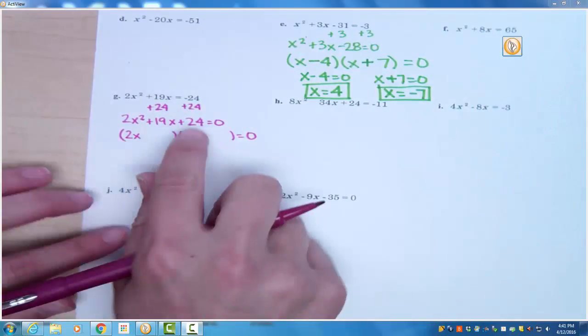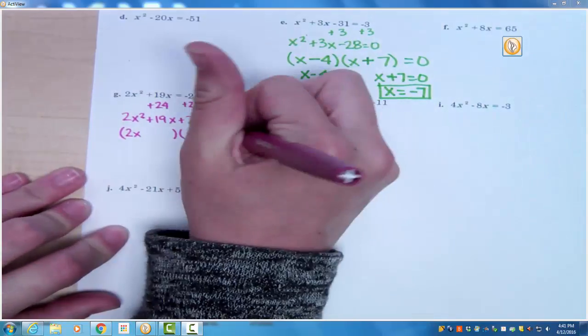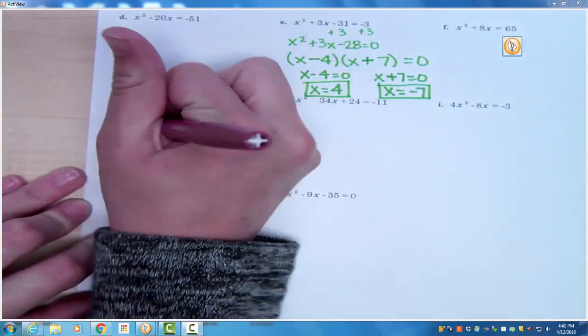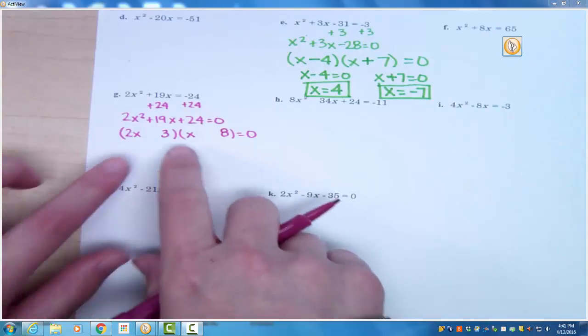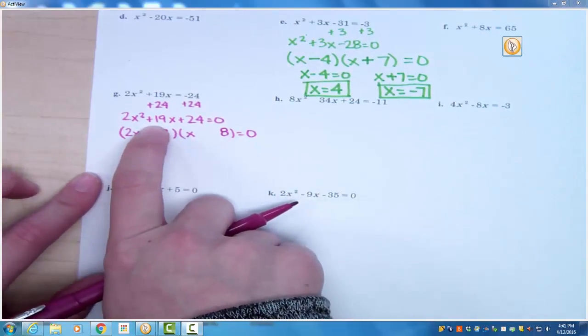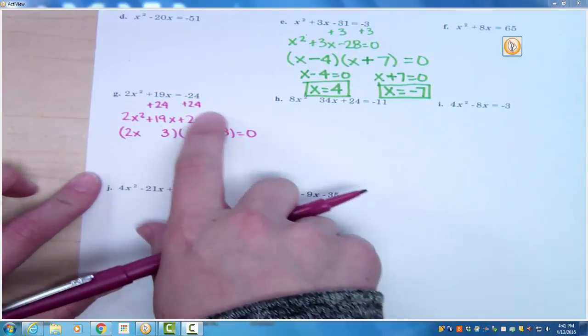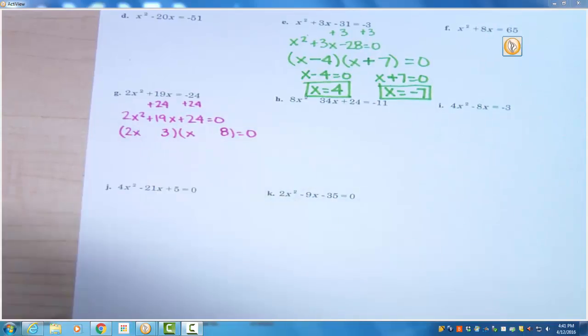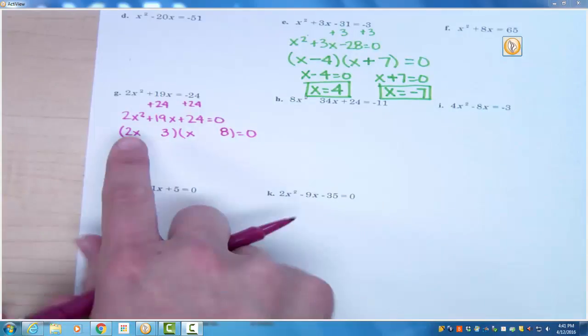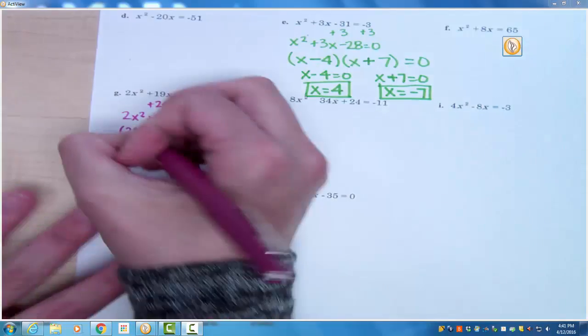In this case, I have positive 24, so both of my numbers are going to be positive, and those numbers are going to be 8 and 3. I know that they both have to be positive because we're adding to 19. If 24 was positive and 19 was negative, I could have both of them be negative, because a negative times a negative will still give me positive 24, but when I add them together, I would get negative 19. But in this case, they both have to be positive.